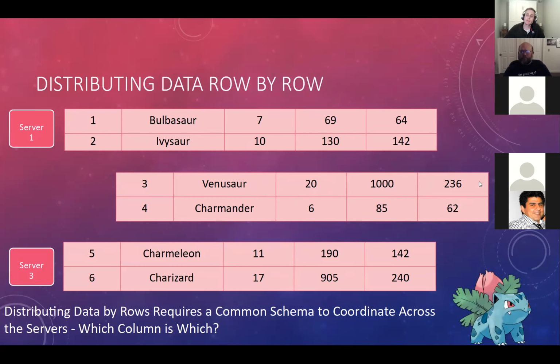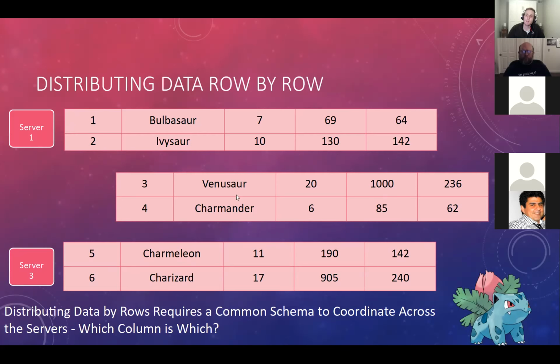Now, if we wanted to distribute the data, you could do it a couple ways. You could distribute the data row by row. And in this case, we could say, hey, server 1 has some of the data. So they have the first 2 rows. Another server has the second 2 rows. And the last one has the last 2. And in order to do this, it requires a common schema to coordinate across the servers.